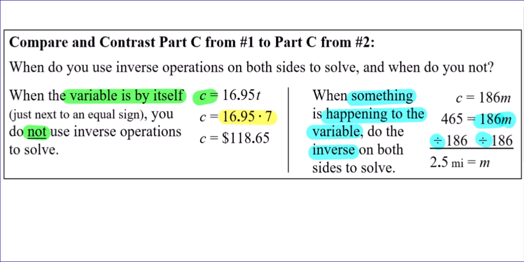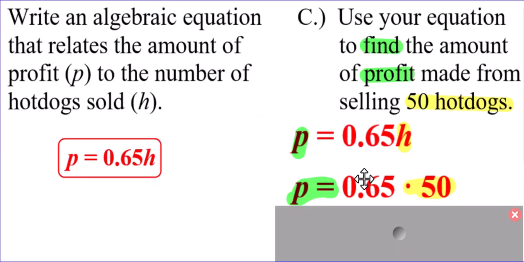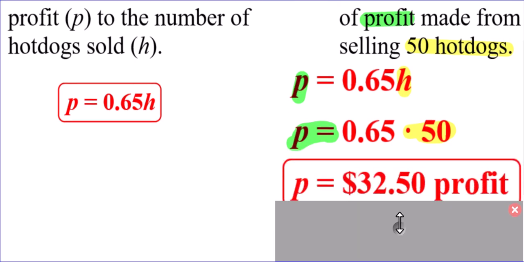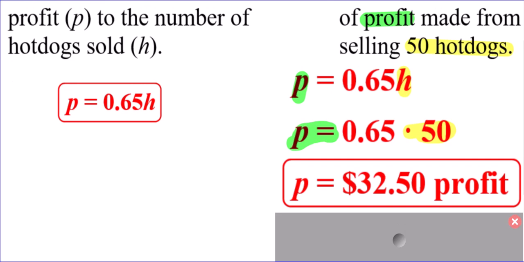We're just going to do the multiplication that it tells us to do on the right, 0.65 times 50. Do that in your calculator right now. That should give you 32.5. Now, you're not going to write 32.5. Since this is dollars of profit, dollars and cents always has two digits to the right. So this zero is not optional. It's dollars and cents. You must have two digits to the right of the decimal. So don't just say $32.5. No. $32.50.